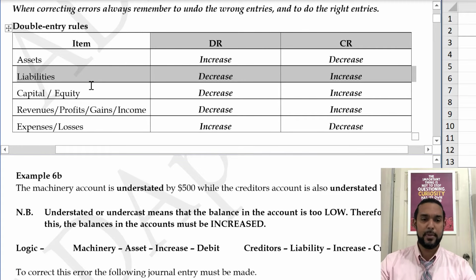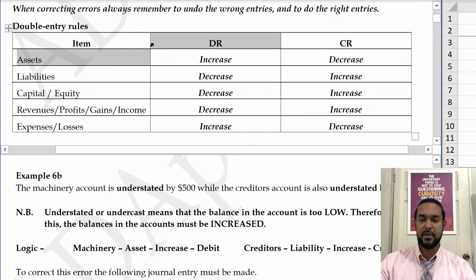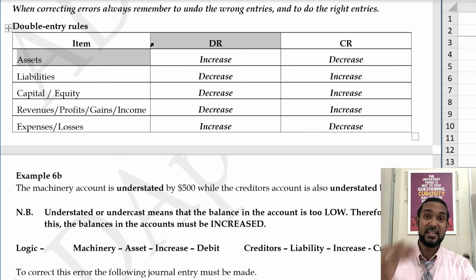So how are we going to fix this? Remember, in this case, both machinery and creditors were understated. Machinery is an asset. Assets have debit balances. If the debit balance is too low, that's what understated means. What do we have to do to fix that? We have to put more on the debit side. So we're going to debit machinery.